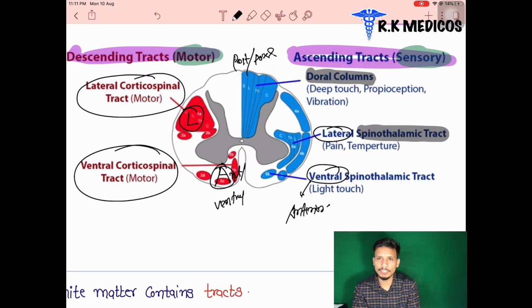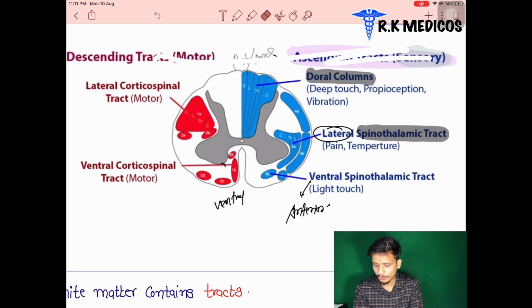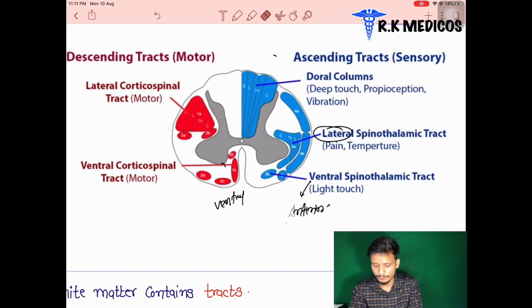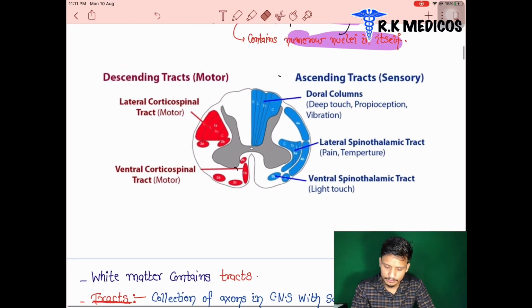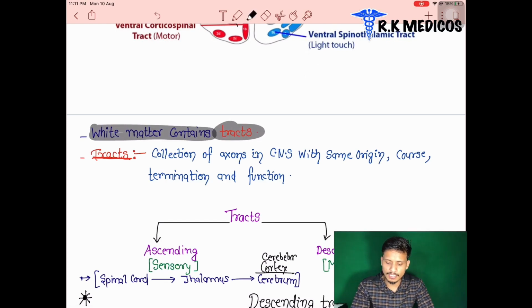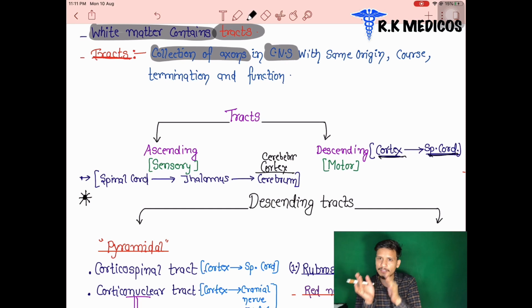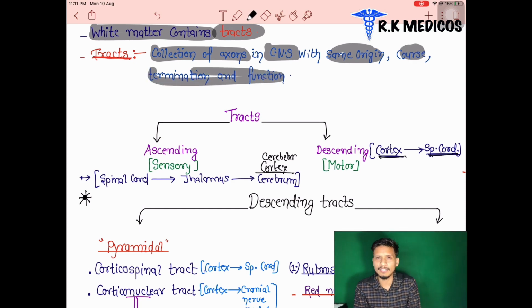You know the location, where they are located, how the tracts are going up and down. You know everything now. Now we are going to see several definitions, and later on we are going to classify these tracts. We can see the white matter. The white matter contains tracts. Yes, it is true, as I told you. What is a tract? It is basically a collection of axons in the central nervous system, the axonal part of the neuron, with the same origin, course, termination and function. That's why these fibers are called a tract.